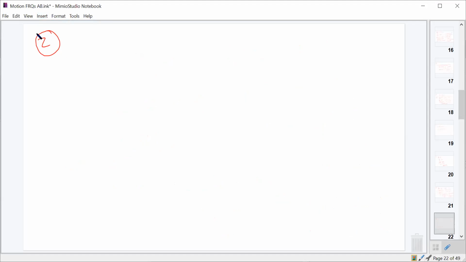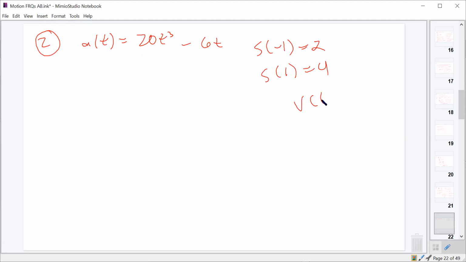All right, so number 2 gives us an acceleration equation. A of t is 20t cubed minus 6t. We're given position at -1 is 2, position at 1 is 4. Find v of t. So we're going to integrate a of t to get a basic function for v of t, which is going to be 5t to the 4th minus 3t to the 2nd plus some constant.